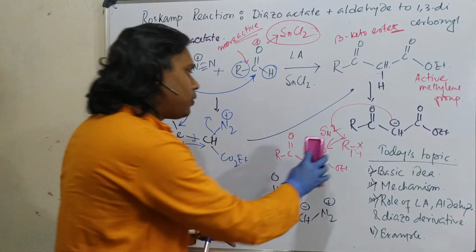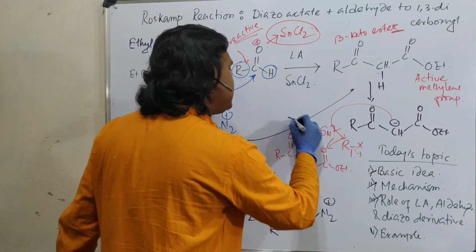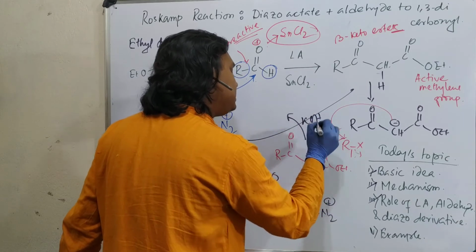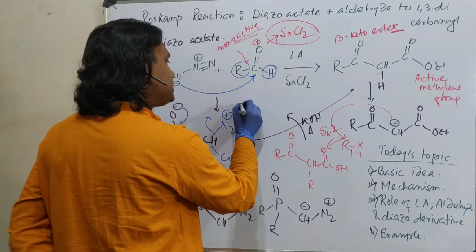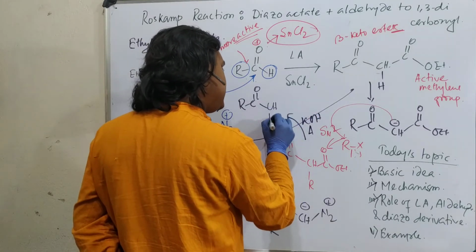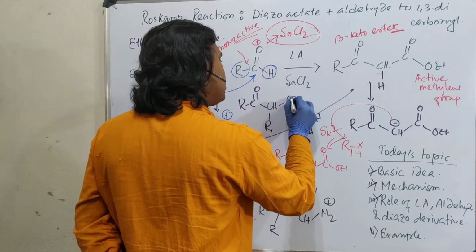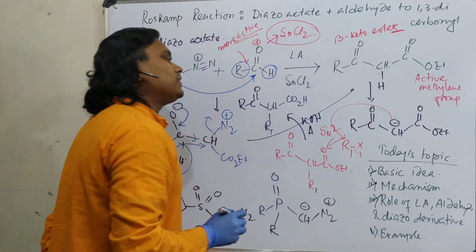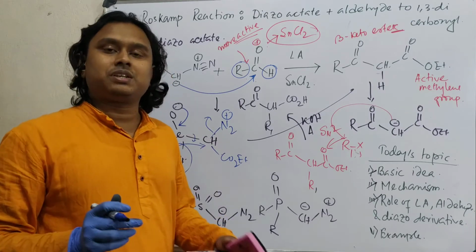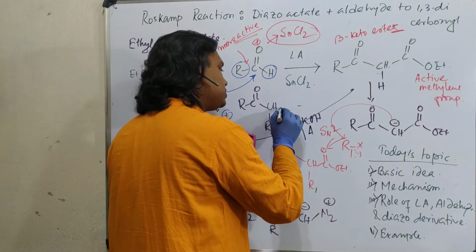Now this is not the end. If you don't want this CO2Et part, you can hydrolyze it in presence of KOH and heat. So what will happen? At first it will result in RCOCHR1CO2H, and then it undergoes facile decarboxylation to produce the final ketone.